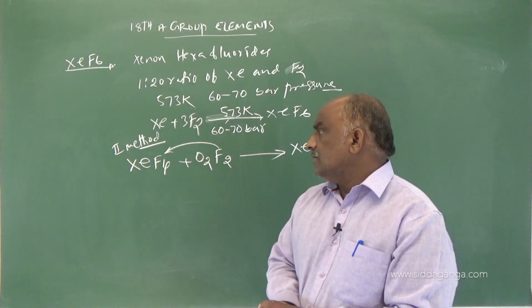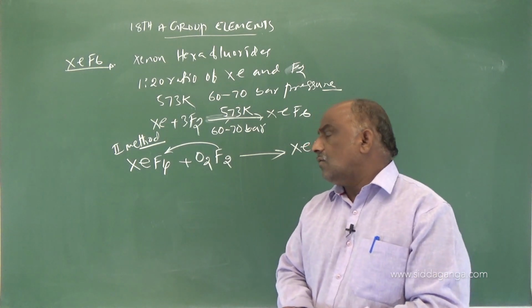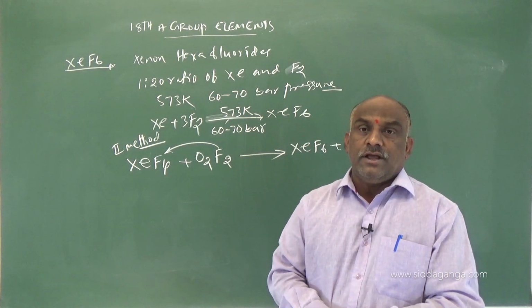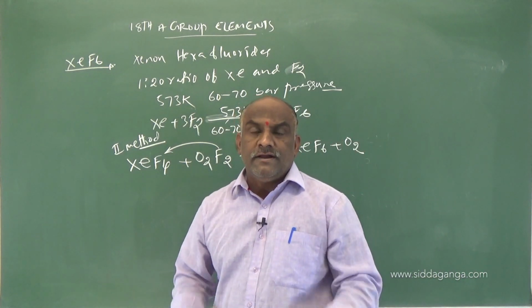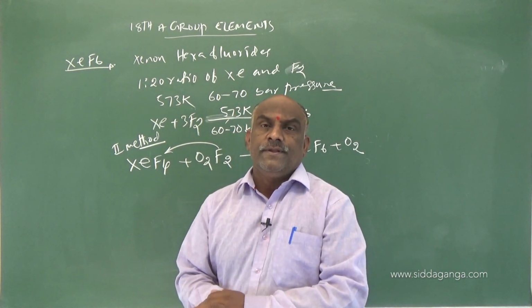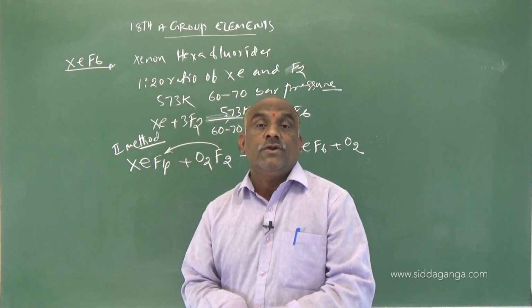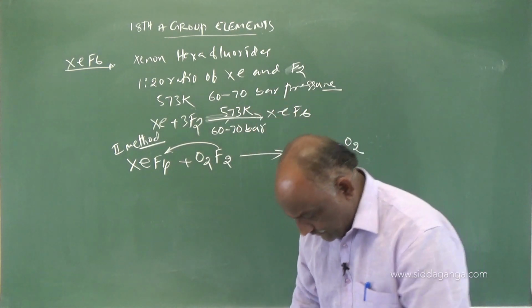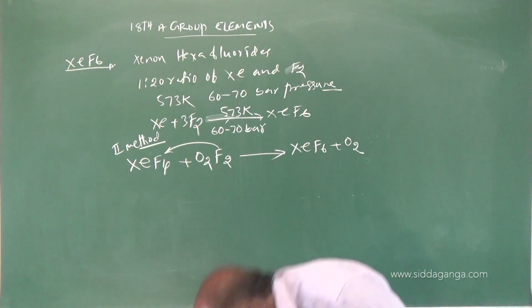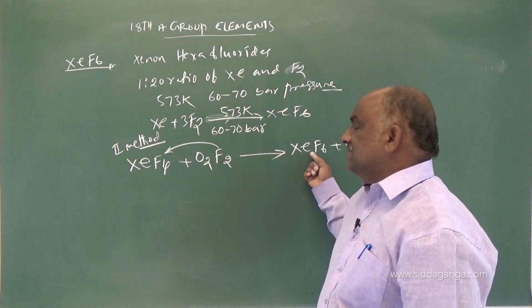Coming to the other method, xenon tetrafluoride is combined with O2F2, dioxygen difluoride. Already I said O2F2 is a good fluorinating agent. It can supply fluorines, and that is why it is called a fluorinating agent. So here XeF4 plus O2F2 gives rise to XeF6 plus O2.